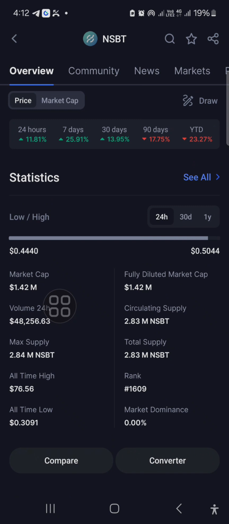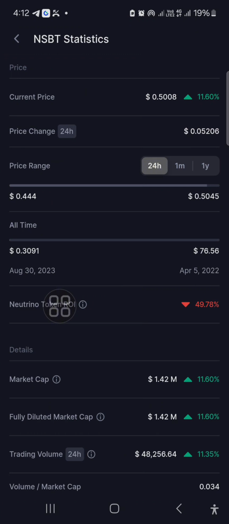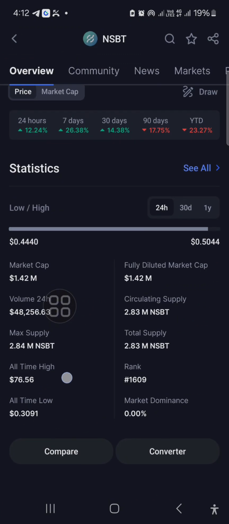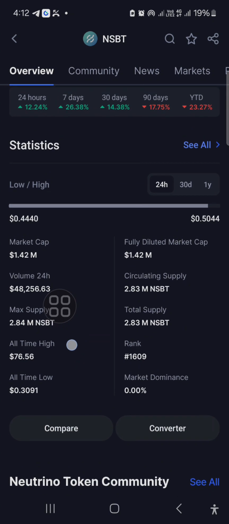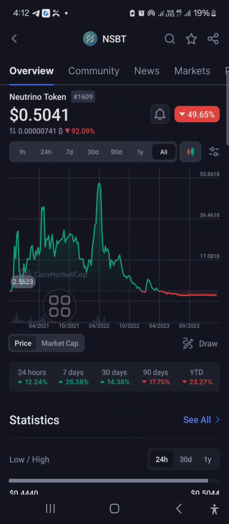2.83 million total supply. This coin, the highest it has gone is $76, if my eye is not paining me, and the lowest it has been is 0.3. Now compare the lowest it has gone to the price it actually is now, 0.5. So you are not buying it so far from the lowest the coin has gone, which is 0.3. That's if you buy it now.